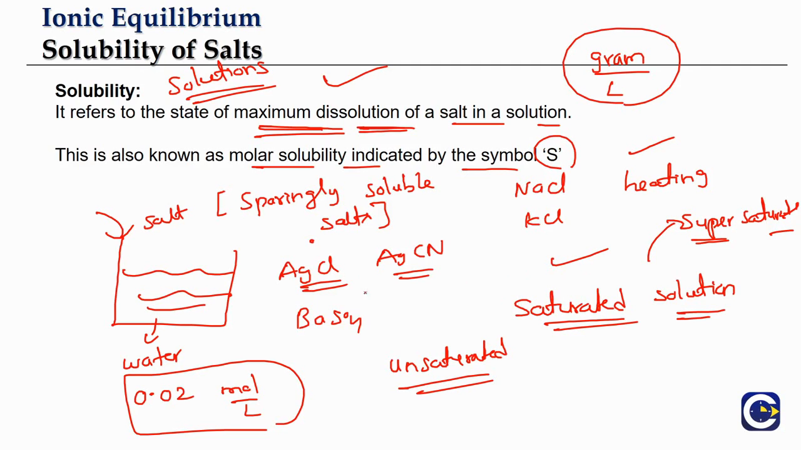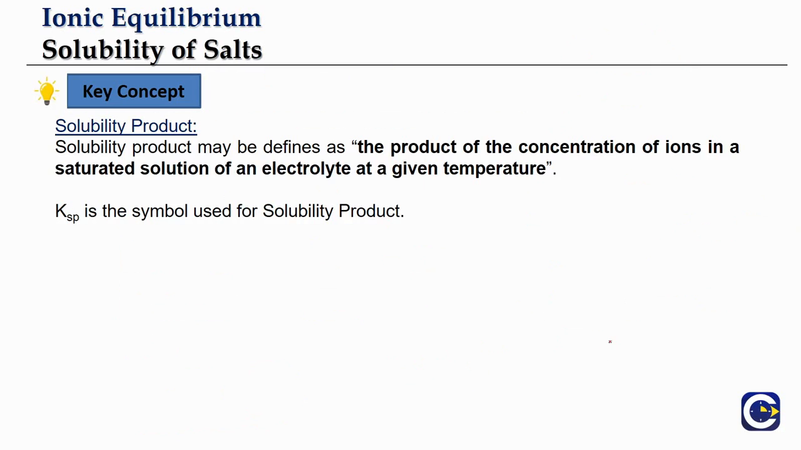And what is the molar solubility? It refers to the maximum amount of the salt that can be dissolved in a given volume of the solvent. And this is indicated by the symbol capital S. And when we say maximum amount of the salt dissolved, we are talking about what? The saturated solutions.